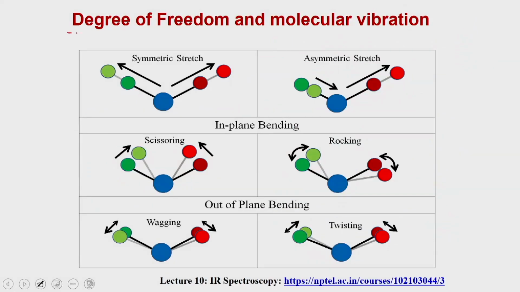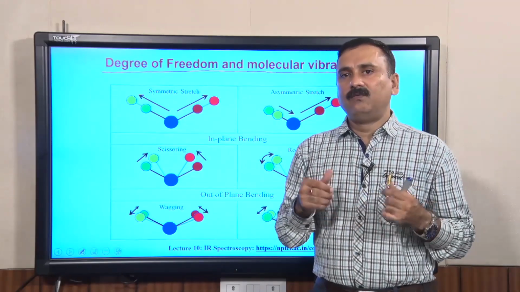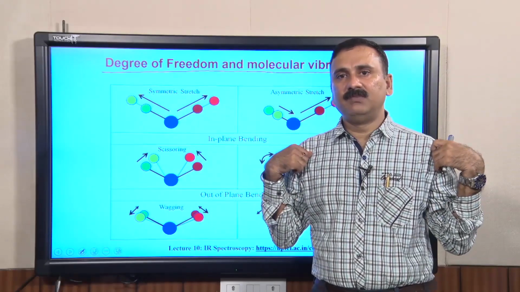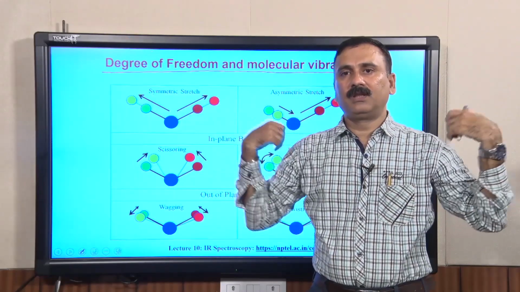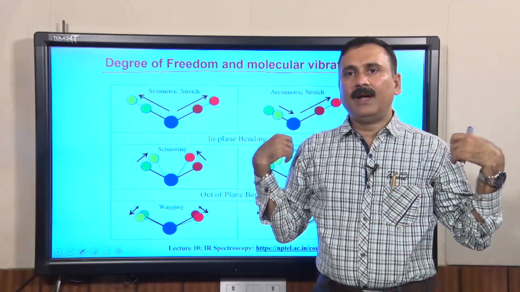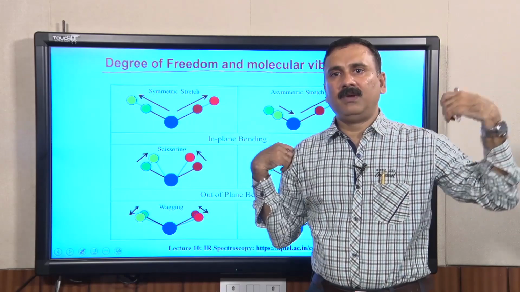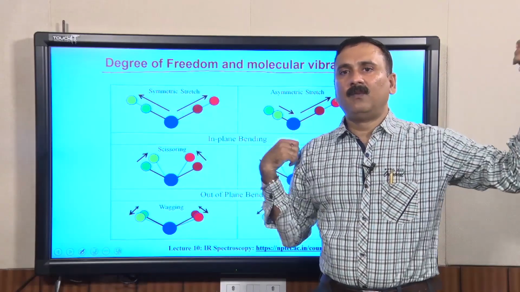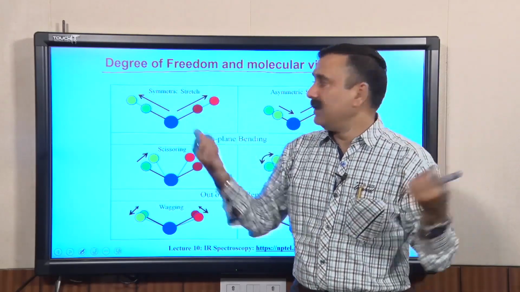Degrees of freedom can be of different types, and you can have symmetrical stretching. If 3 atoms are present in a molecule, and you imagine one as the central atom, then the stretching of the 2 atoms could be symmetrical in nature, which means at the same time both atoms are going far away and coming back. This is called symmetrical stretching. Whereas it could be asymmetrical, which means if one is approaching, the other one is going away. That is called asymmetrical stretching.